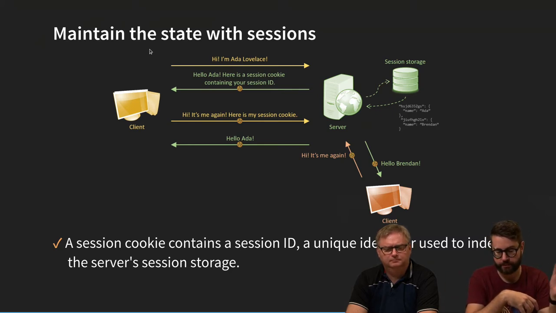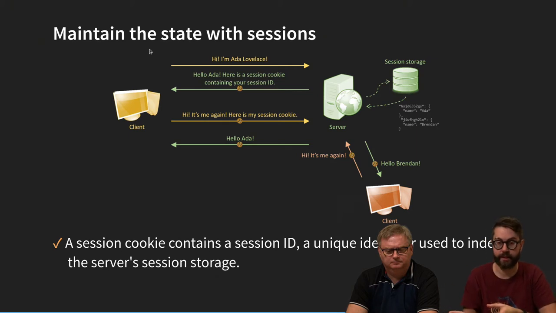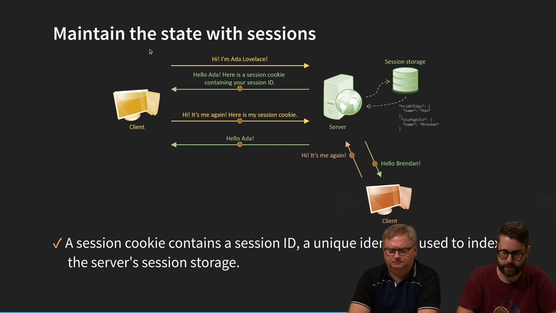So when the client once again connects and says, "Hi, it's me again, here's my session cookie," the server will get that session cookie and look at the identifier. We can do this in many different ways, but in this case it looks in some kind of storage, matches the ID of the client, looks in the database and gets some information. In this case it says name Ada, so we know which user this is. So then the server knows, oh, this is Ada, and I should handle the request this way, and I will send the response back to the client. And that's a pretty simple system for handling sessions.